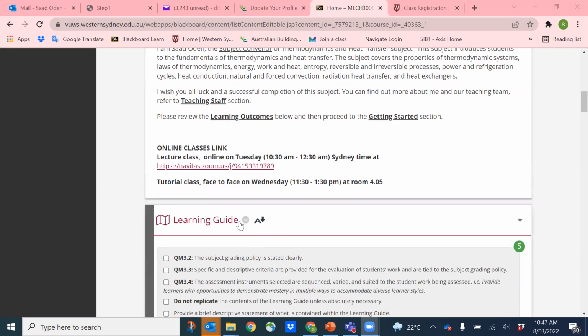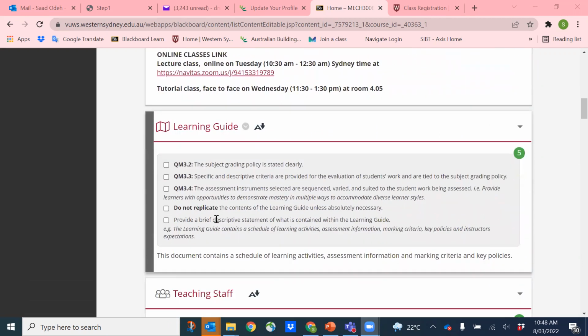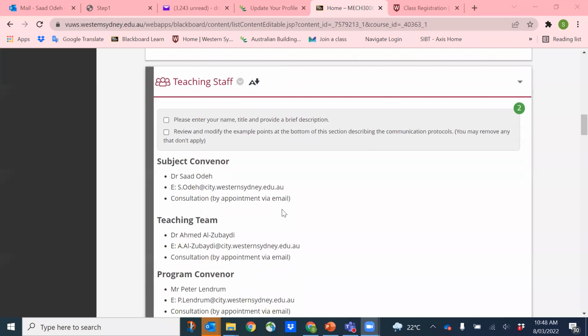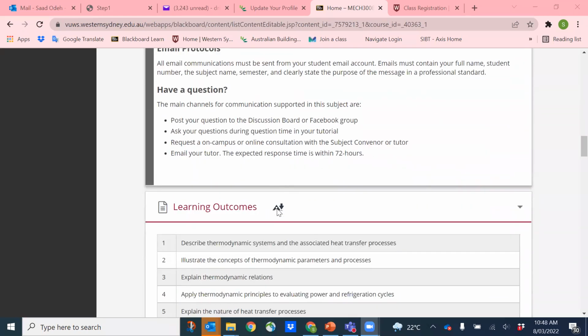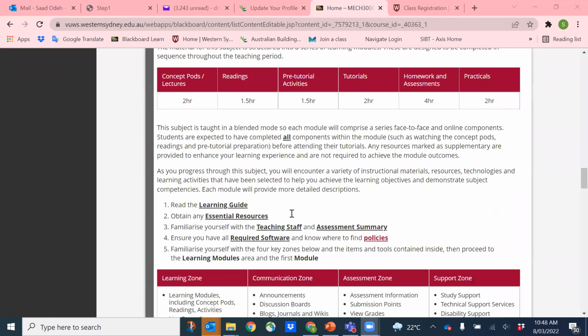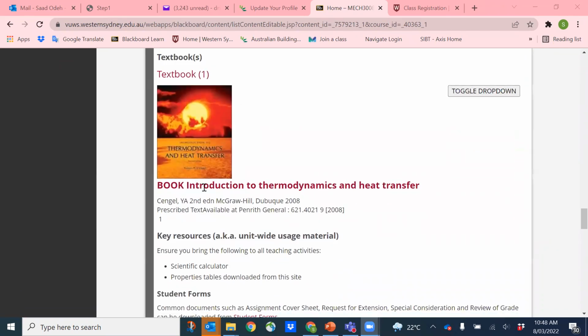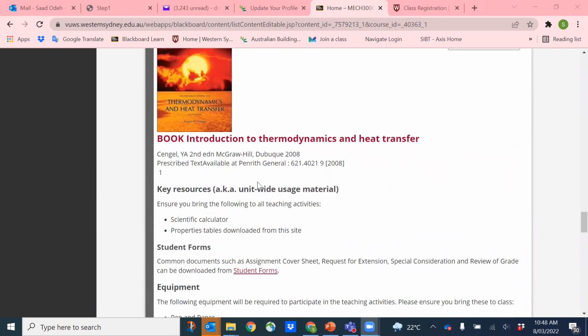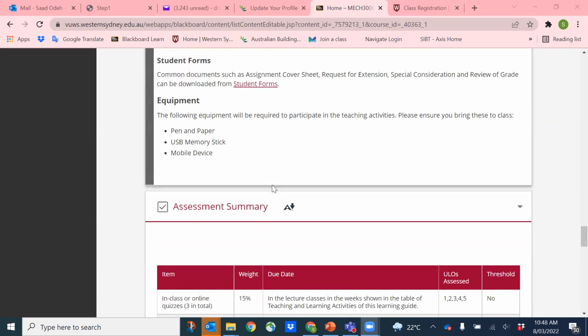And the learning guide, unfortunately, they didn't send us the final version of the unit guide. So once I receive it this week, I will upload it here, just to give you some information about the type of tasks that we have and what kind of assessment we're going to run during the session. But you have general information here. You have the textbook, if you want to refer to it, the name is here, and you can also find it in the library, and I believe there is an online version you can also use.